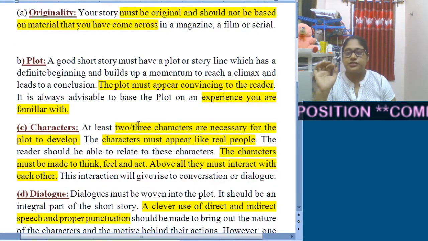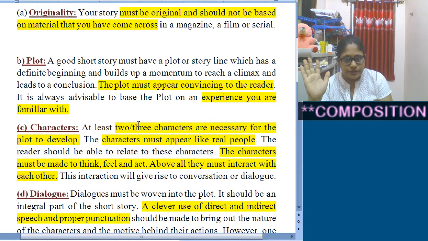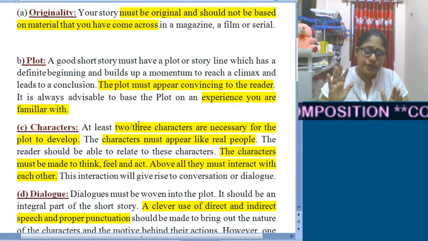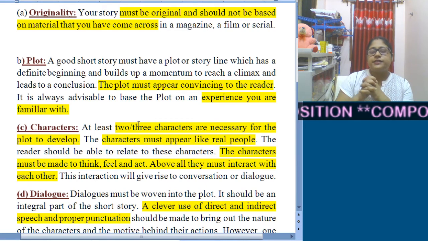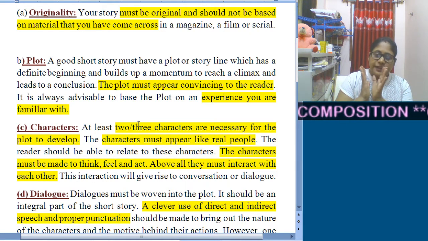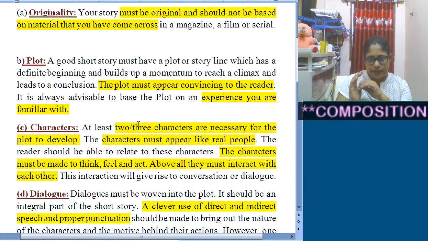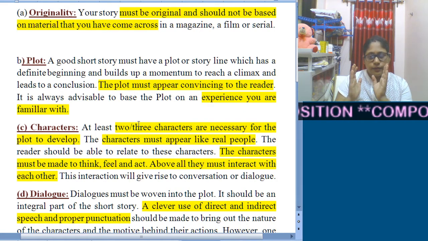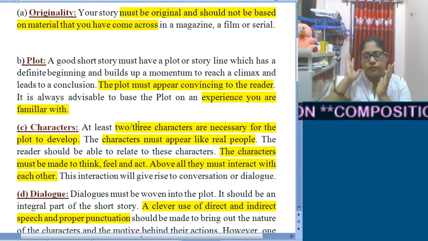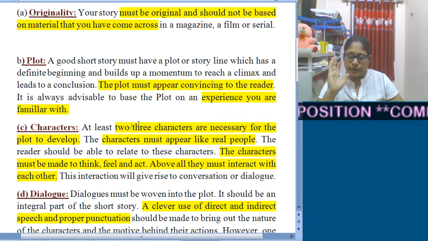Then comes characters. Now, in a short story, there must be at least 2 to 3 characters, because they are required to develop the plot, and the characters must appear like real people. Means though they are imaginary, their representation should be in such a way that when the reader reads, the reader will nowhere feel like, no, it cannot be a real person, it's something fictional, it's something imaginary. It shouldn't be like that. It should appear real like people.